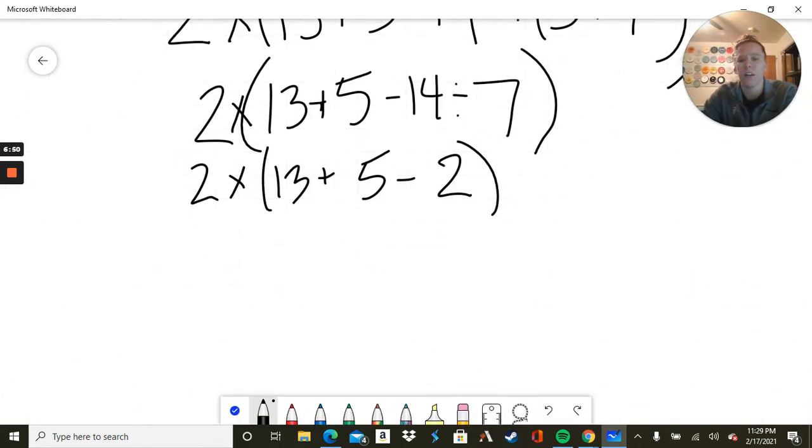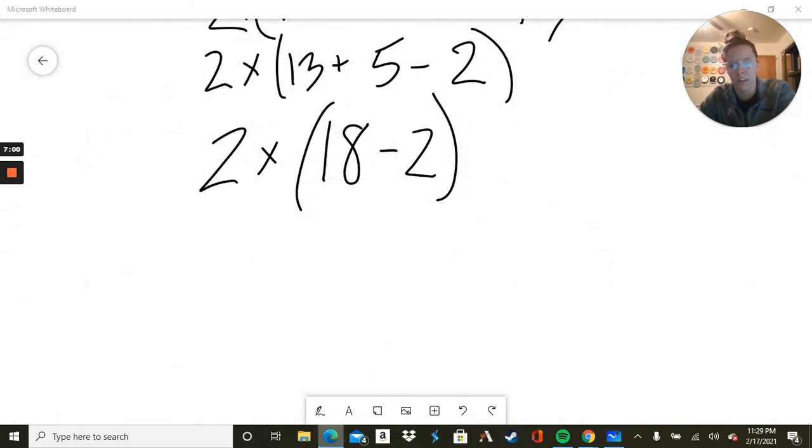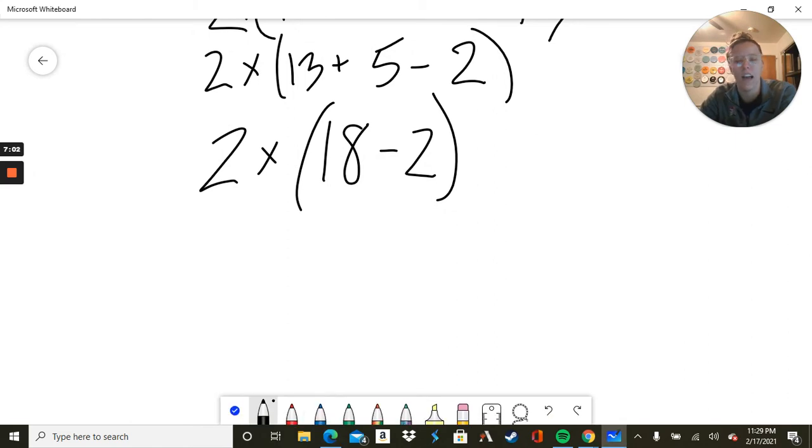Okay, next in our parentheses, we have addition. 13 plus 5 is 18. Okay, we still haven't gotten rid of our parentheses though, because we still have operations left. Okay, now last, 18 minus 2, 16. Now we got rid of our parentheses. So finally we have 2 times 16. It's going to give us 32.